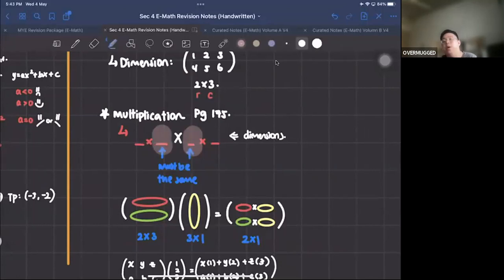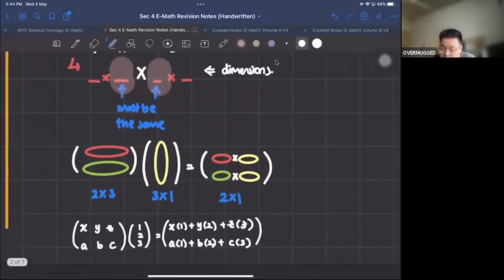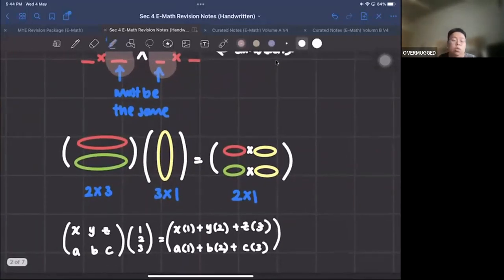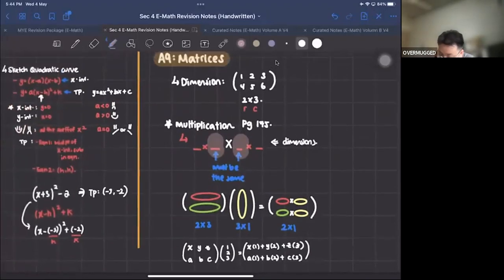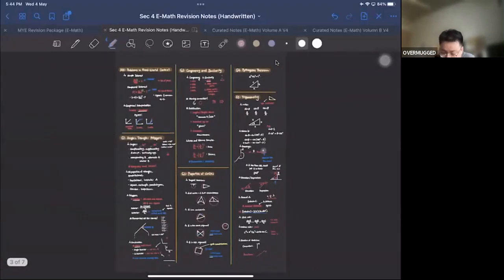So for example, 2 by 3 multiplied by 3 by 1 works. It cannot be 2 by 3 multiplied by 2 by 3. Cannot. You will get it wrong. In this example with the rings drawn here, the red, green, and yellow show how we actually do the matrix multiplication. So just have a look at it. It will be the red, which is the row, times the column of the yellow. Then you just add all of the multiplications together to get the final answer. Okay, and we're done. Very good.